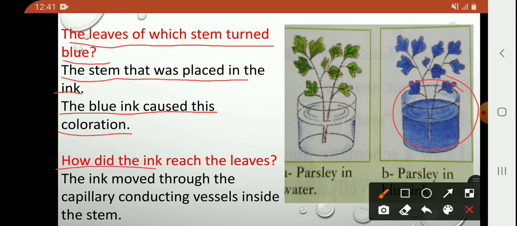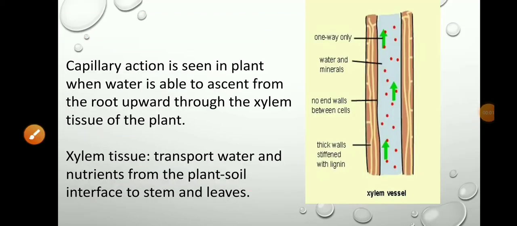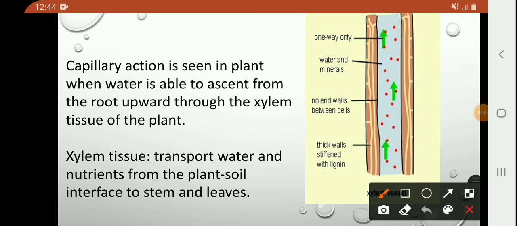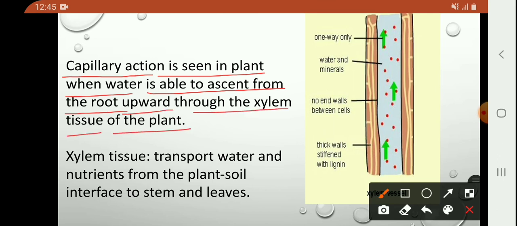How did the ink reach the leaves? The ink moved through the capillary conducting vessels into the stem. Let's see how the ink moved through the stem. كيف الإنك مشي بالستم وطلع ووصل للليفز. Capillary action is seen in a plant when water is able to ascend from the root upward through the xylem tissue of the plant. Look, this is the xylem tissue.